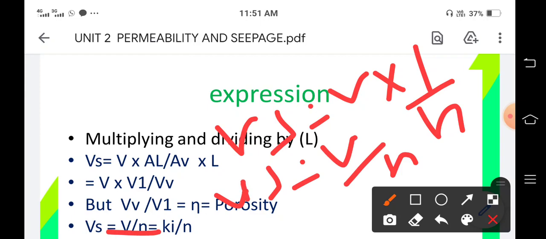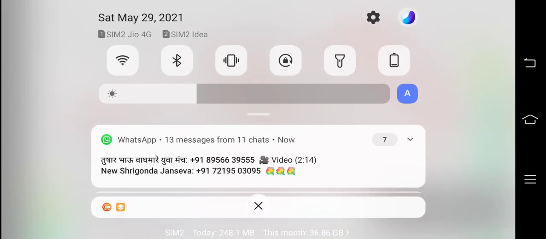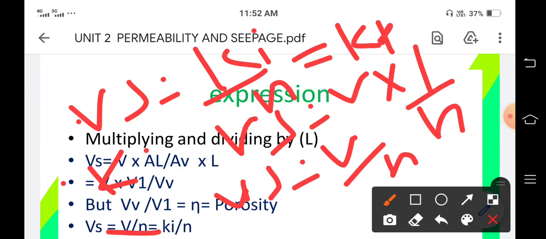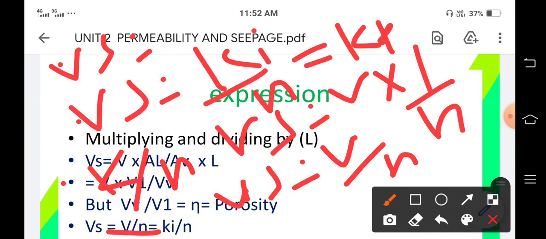But here we are putting V equal to k into i according to Darcy's law. We know that Darcy states that V is directly proportional to i, that is V equal to ki. So here we write Vs equal to ki upon n. But this k upon n term is called kp, that is the coefficient of percolation.